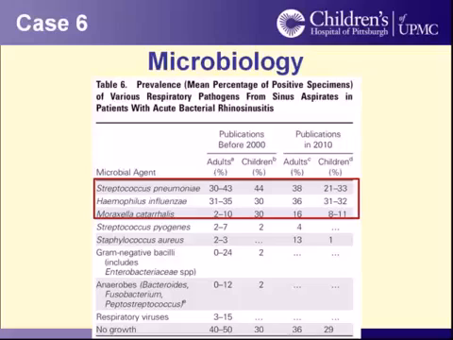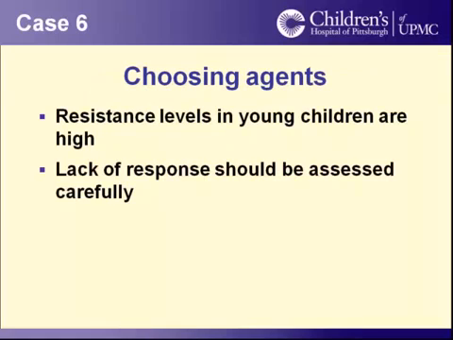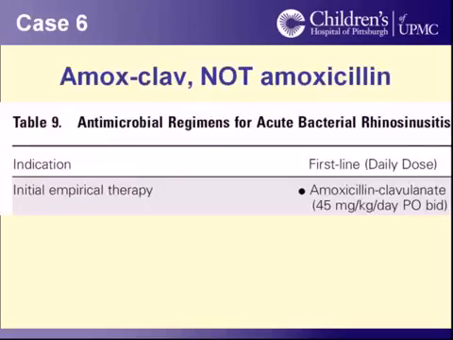And although anaerobes are not specifically addressed in the more recent studies since 2010, I think they're a very important consideration in many of these infections in that we do a very poor job of isolating anaerobes, and they may be a key player in a number of these patients. When we think about the choice of agents, we want to be careful to know that resistance levels in young children tend to be high, as noted above, and so I would be thinking about second-line therapy in a number of children. And then importantly, if you're starting first-line medications, lack of response should be assessed carefully by communicating with the parent.